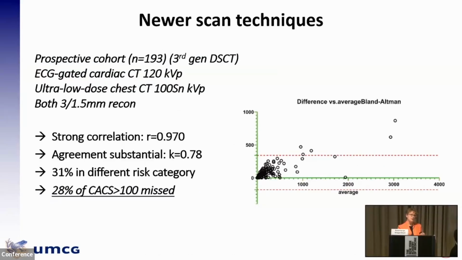But for each new technique we have in chest CT, we will need to do validation of detection and quantification of coronary calcium again. This is a study that used ultra-low dose chest CT using spectral shaping with a 110 kVp tin filter scan, and they found nearly perfect correlation of calcium scores. Importantly, we always find that when the calcium score goes up in chest CT, it's always also higher in cardiac CT, so it doesn't matter much. We have to look at the agreement, which is 0.78, substantial, but 31% ended up in a different risk category. 28% of the high calcium scores were missed. So is this sufficient? That's a question.